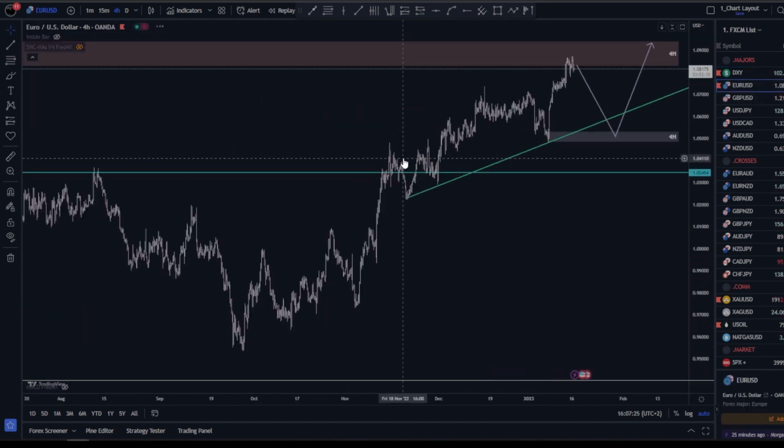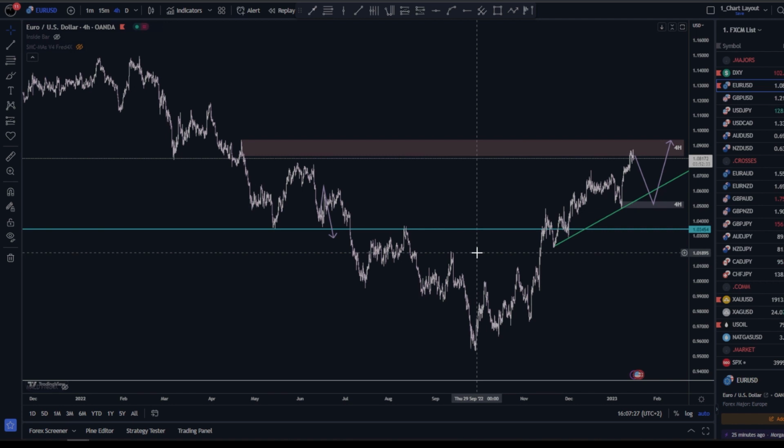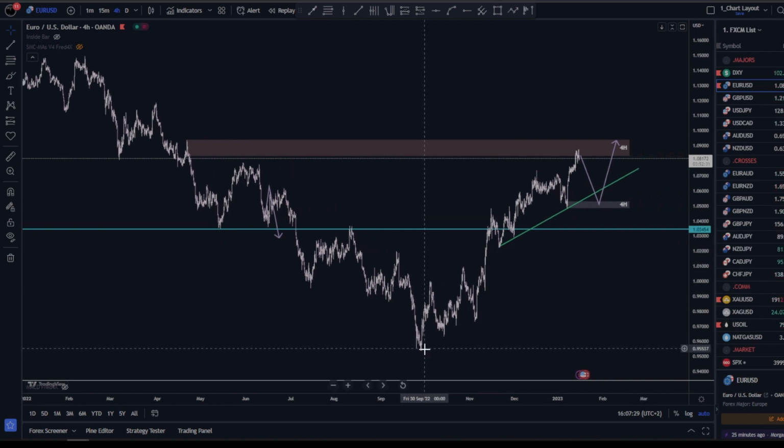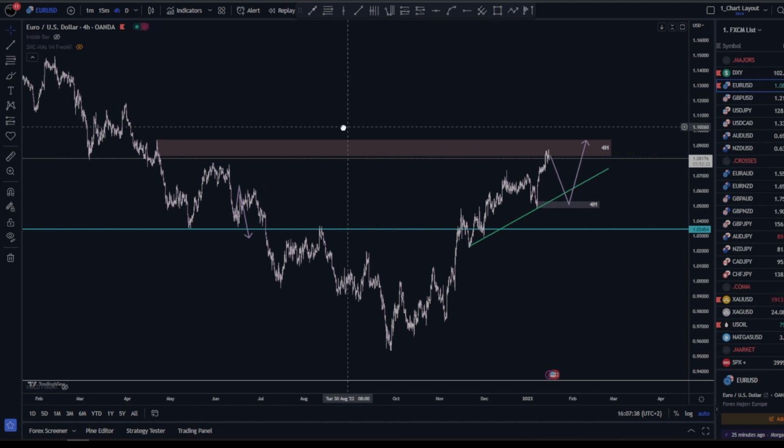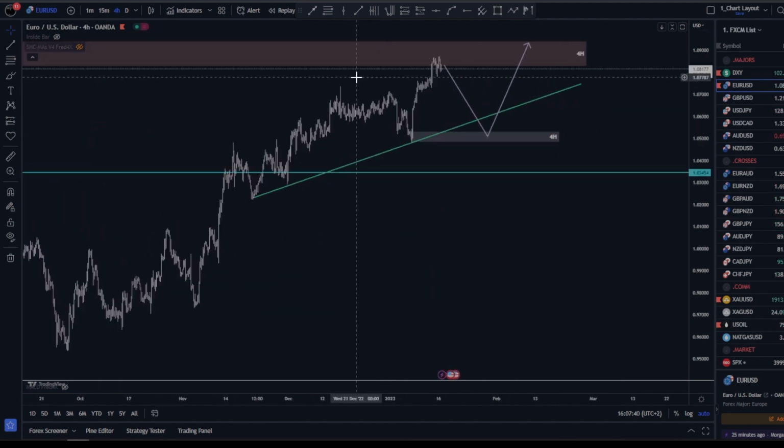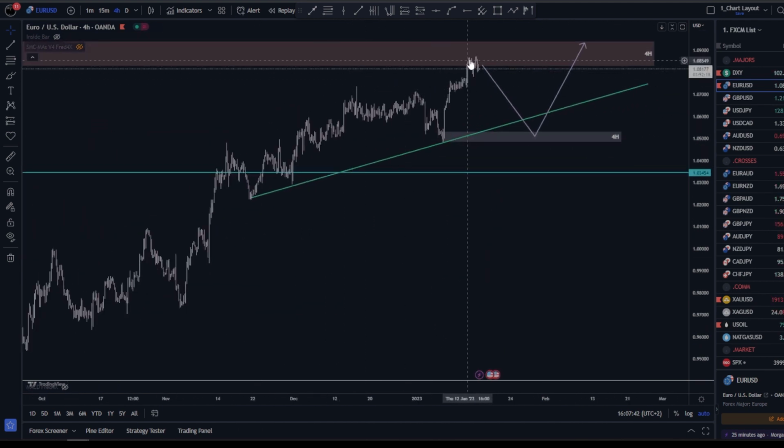Moving on to Euro USD. Euro USD started to make a bullish impulse in October last year, and right now it reached an important supply level. As you can see on the chart, the price seems to reject this area here.